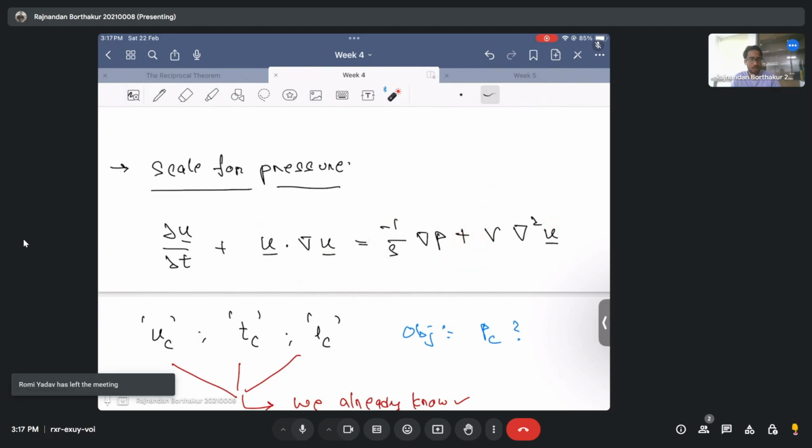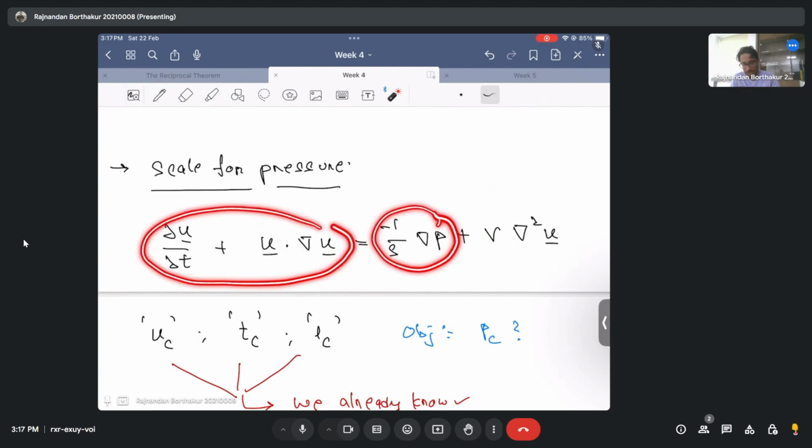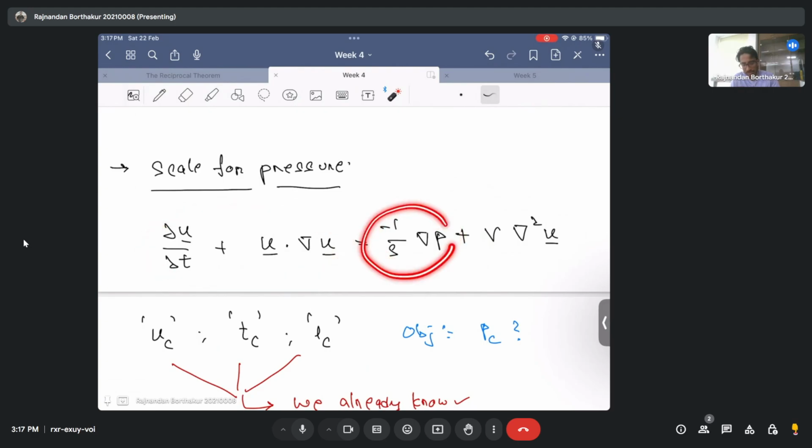On the other hand, I can also say that my pressure can also scale as the inertia term. For instance, I can say that my pressure can scale as this U dot grad U, which is the advection term, to be precise. So now this is the dilemma we face, because pressure can either scale as this, or pressure can scale as this advection term. Which one to choose is something that we'll try to figure out.